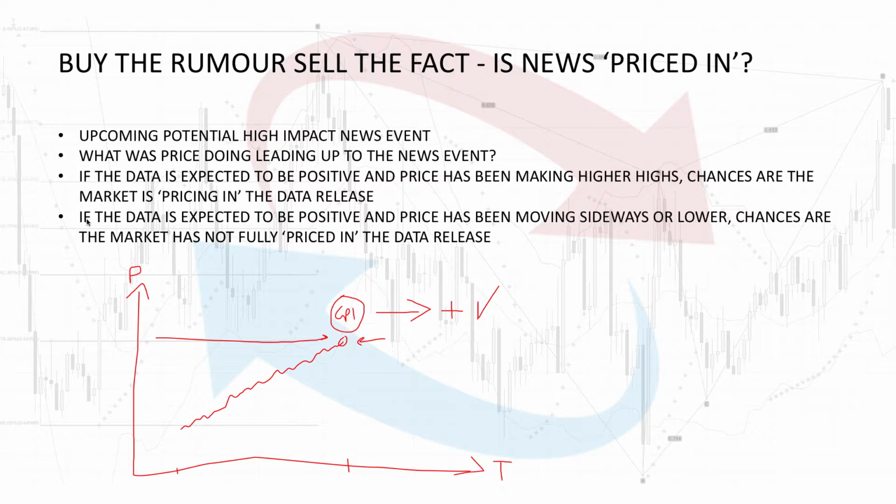But if the data is expected to be positive and price has been moving sideways or lower, chances are the market has not fully priced in the data release, and that's pretty obvious. If the market is just moving sideways or even lower, there is more scope to the upside. What I mean is, if it's expected to be positive but the market is just going sideways, you have more of a chance of the news having a bigger impact once it's announced on a certain date, rather than this example where the market is pricing in where it thinks CPI is going to be. And it's even better if the market is actually coming down.